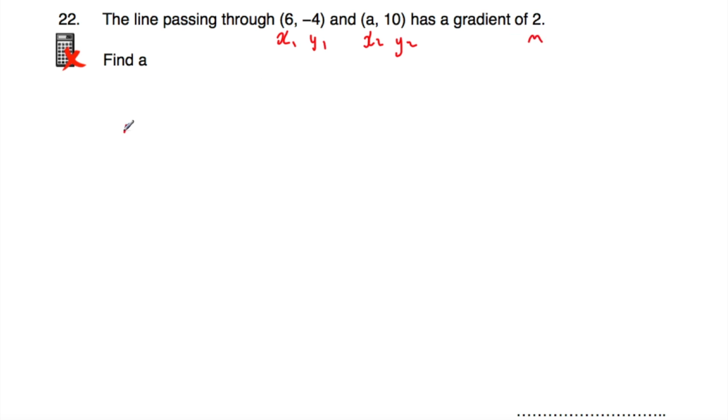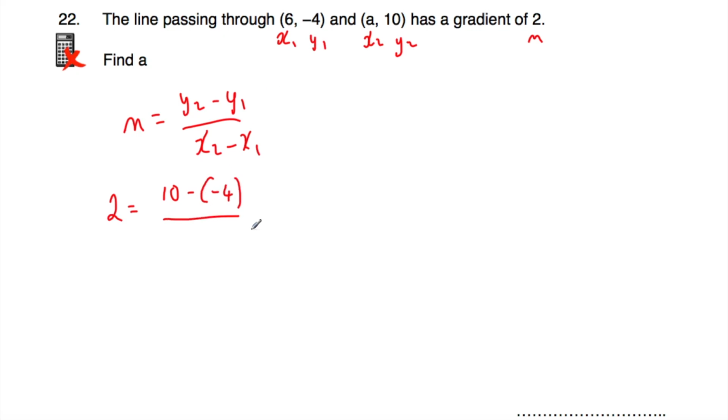So let's write down the formula. m is equal to y2 minus y1 over x2 minus x1. So that's the formula to find the gradient of the line. Let's substitute in our values. We've got m, the gradient, which is equal to 2, is equal to y2, so y2 is equal to 10, minus y1, y1 is equal to negative 4, so minus minus 4. And that's over x2, so x2 is equal to a, minus x1, which is equal to 6, so minus 6.